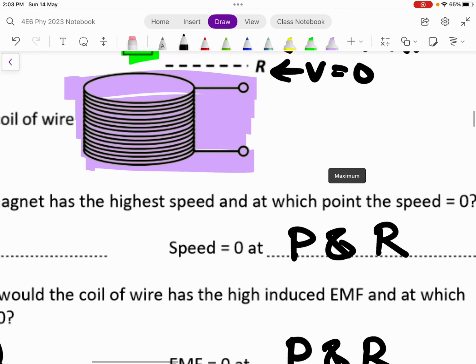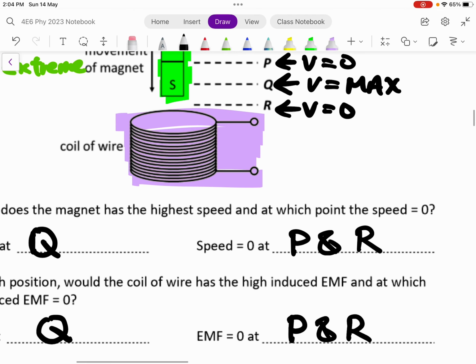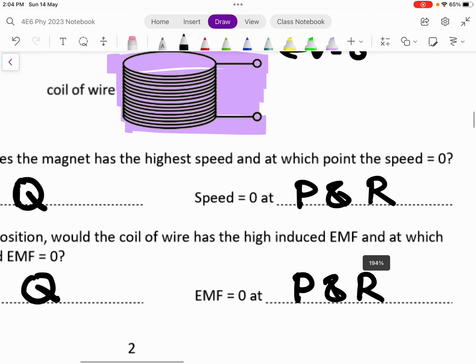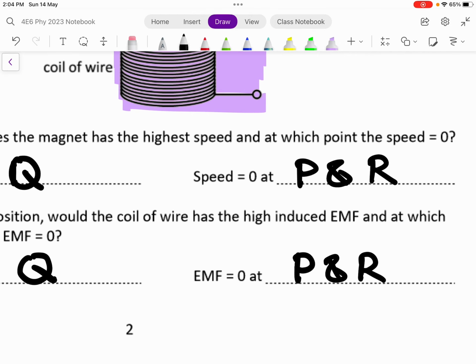Similarly, if you apply the same logic, if your speed is 0 at P and R, it means that at that particular time, to the solenoid, the magnet is actually not moving because v equals 0. So because v equals 0, there will be no rate of change, and so at that particular instant, you would not be able to produce any EMF.